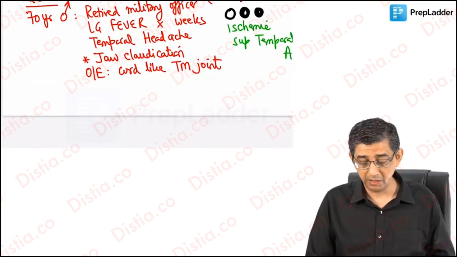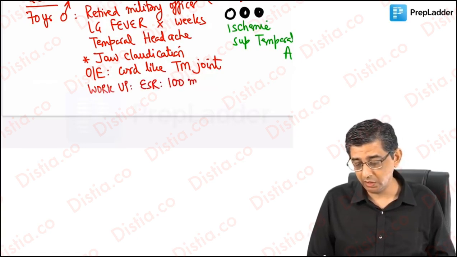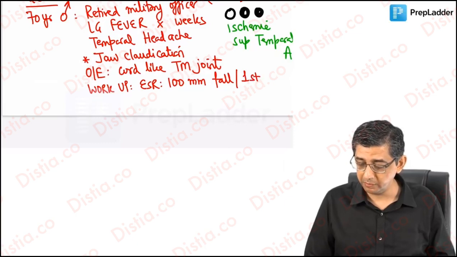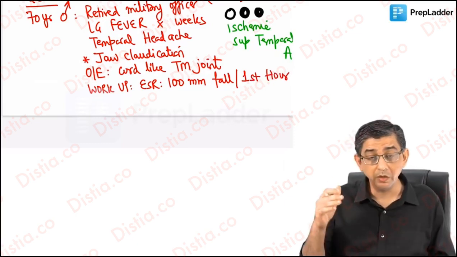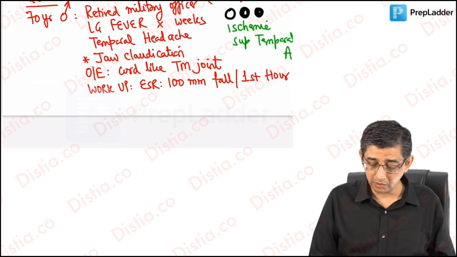Based on these findings, I have decided to do a workup of this patient, which will involve two things. One is getting an ESR done, and the ESR report was very shocking. You see, normal ESR is 0 to 20 millimeters fall in the first hour for females and 0 to 8 millimeters in males. And in this patient, the ESR is 100 millimeters.